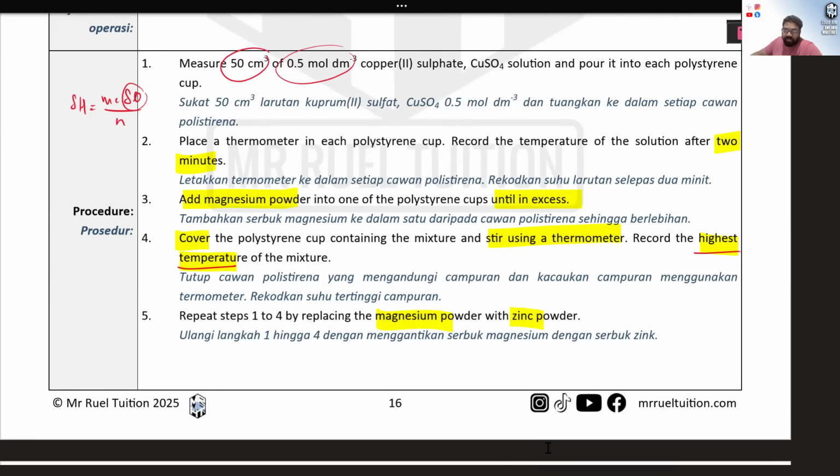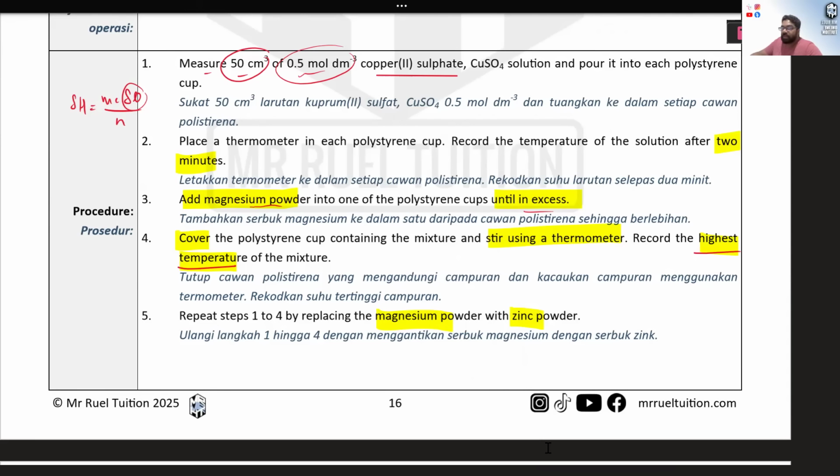So for example, in this experiment, we are adding magnesium powder. This is a solid, but in excess, so you don't need to mention the mass. Otherwise, you need to mention the mass. So the mass, the volume, the concentration, all must be there. Whenever you can, mention the measuring instruments just to be safe. For example, measure 50 cm³ of 0.5 mol/dm³ copper(II) sulfate solution using a measuring cylinder and pour into each polystyrene cup. It's better for you to include it just in case.